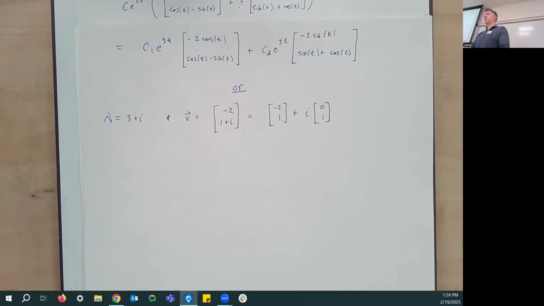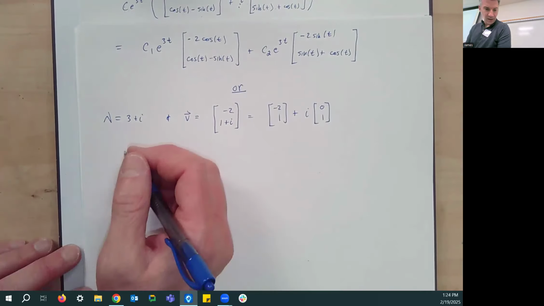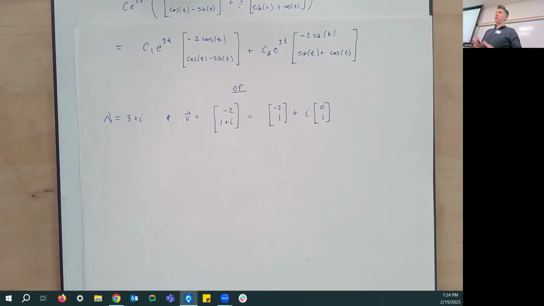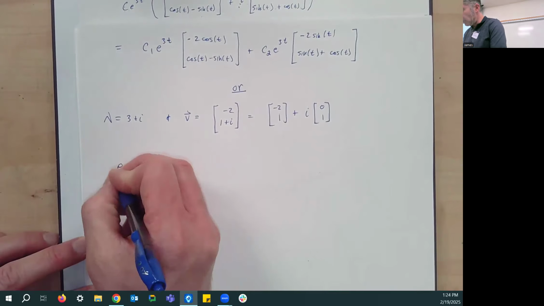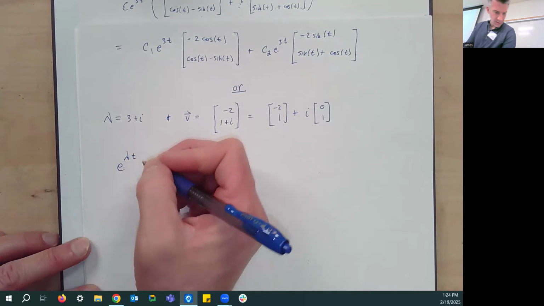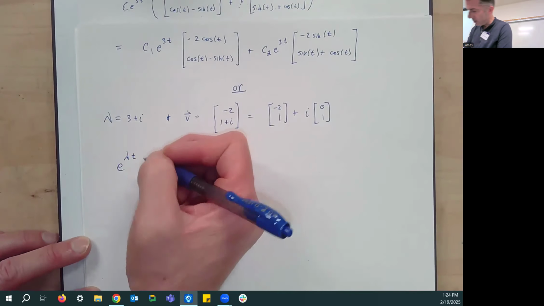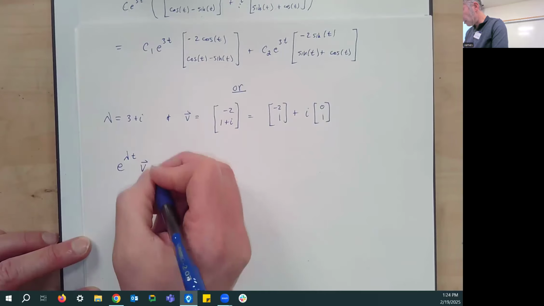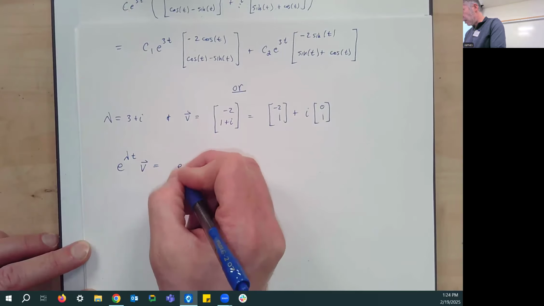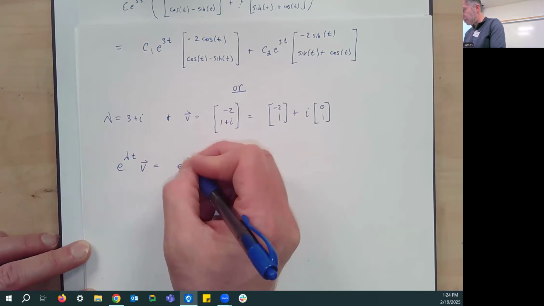So we're still going to do all the same things multiplied together. So we're still going to do our e to the lambda t. He doesn't write the constant in front. He kind of saves that till the end. Okay. So our e to the lambda t times v is going to be e to the 3 plus i times t.